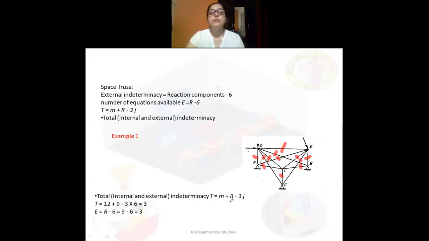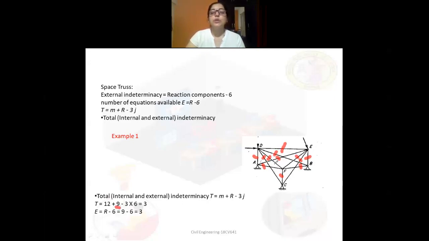Why will it be 9? Because it is a space truss. So you have 3 reaction components at each support: a horizontal reaction, a vertical reaction, as well as a reaction in the z direction also. Whereas in case of a plane truss, we used to consider only horizontal and vertical. We never used to consider the z direction. But here you have to consider the z direction also, since it is a space truss. So each joint has 3 reactions. How many reactions altogether? We have 3 joints, so 3 threes are 9. So R value is 9.